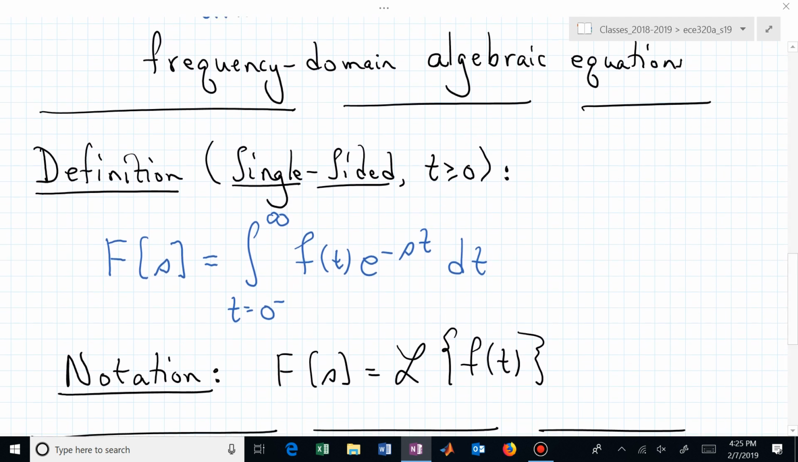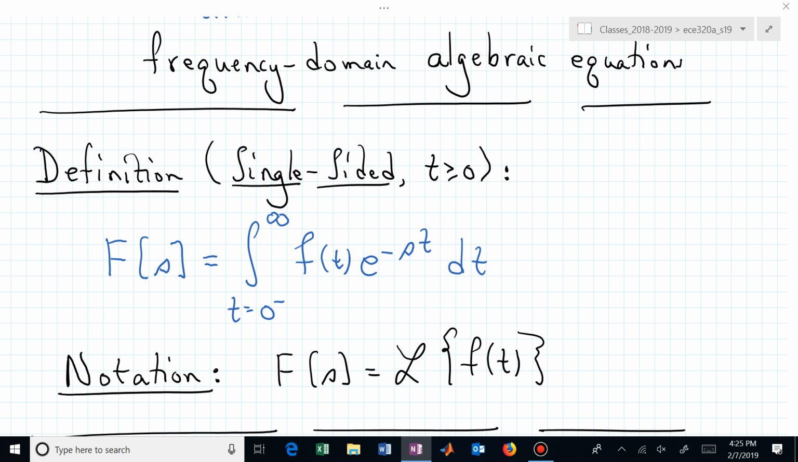So here's the definition. If somebody hands you a time domain waveform f of t, and we're dealing with this in the single-sided case, we are looking at this f of t. We've now drawn a line in the sand. We've identified where t equals 0 is, and we say, what's this waveform from t equals 0 all the way up to infinity?